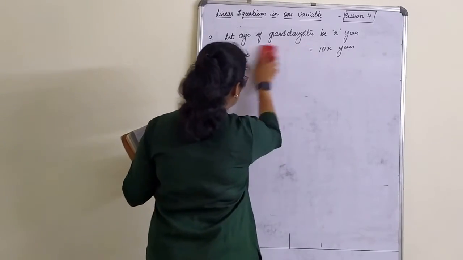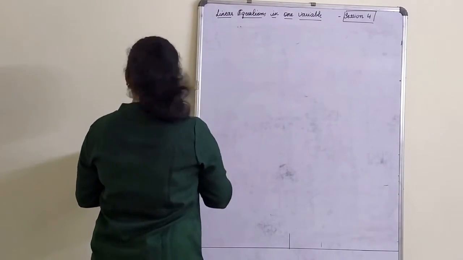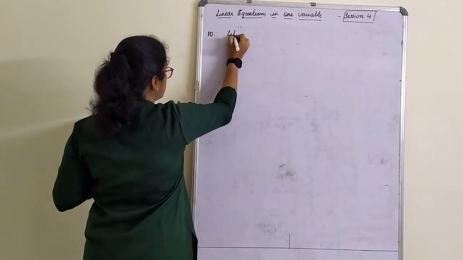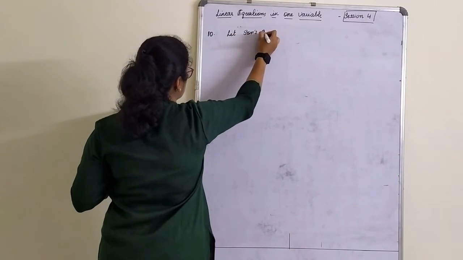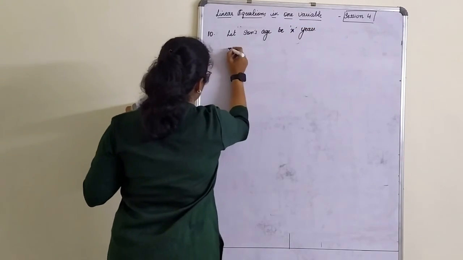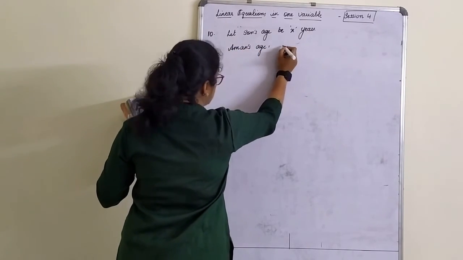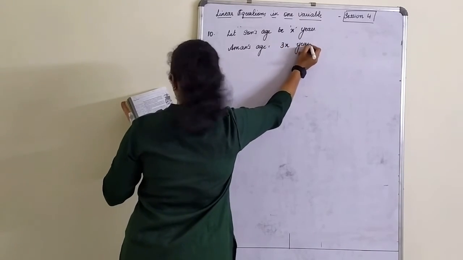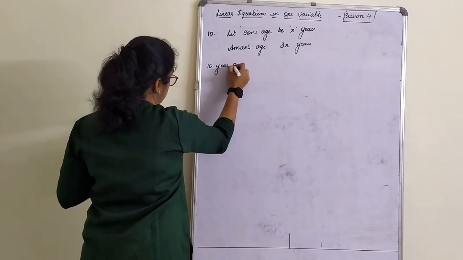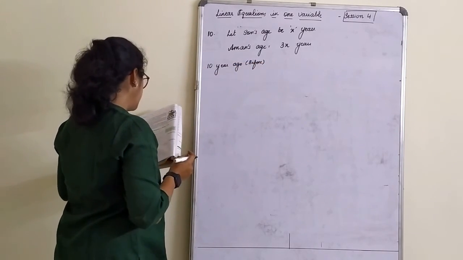3 times. So, Aman is 3x. Then let's see what they have given. 10th one. Aman's age is 3 times his son's age. Let son's age be x years, Aman's age be 3 times his son's age, 3x years. Okay. 10 years ago. That is nothing but before. He was 5 times his son's age.